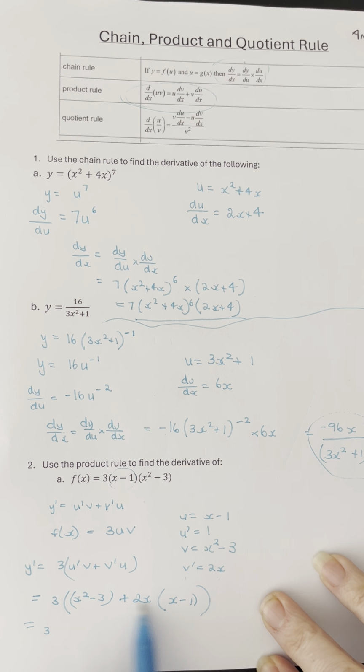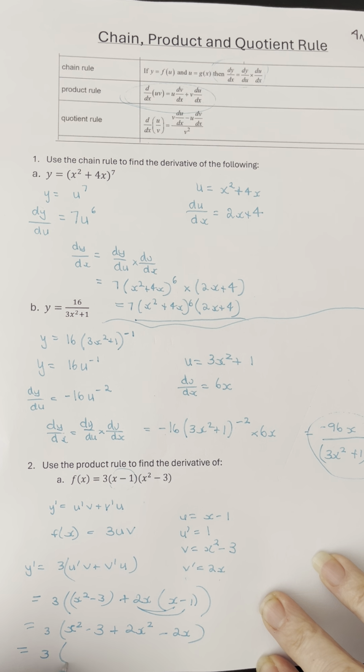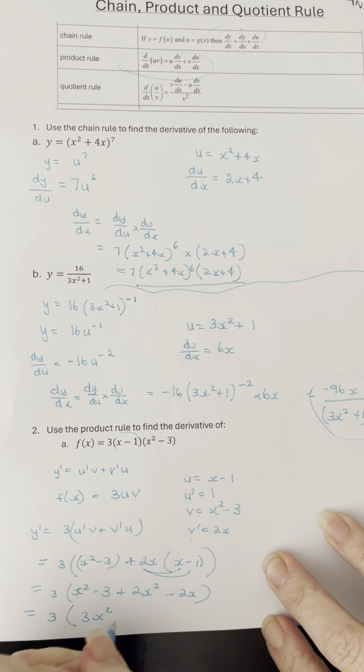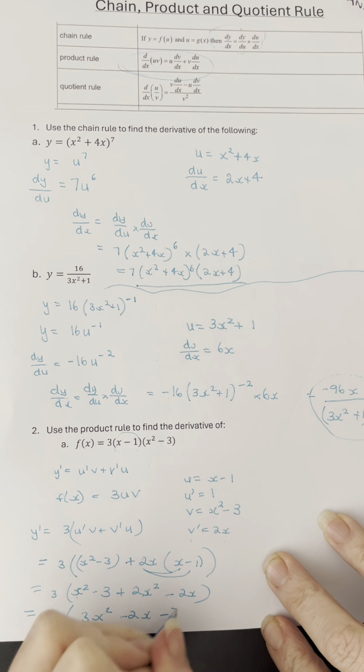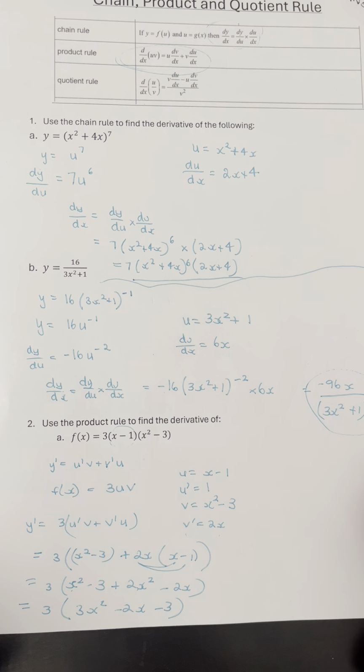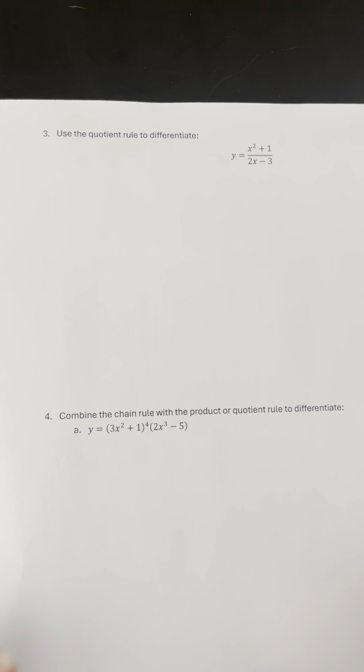I want to simplify what I've got here in my bracket. So I've got x squared minus 3 plus, and when I multiply that out, I'll get 2x squared, and then I'll have minus 2x. So I can rewrite that as 3 outside of x squared plus 2x squared is 3x squared. I've got minus 2x, take away 3. Now I could then go and expand that out, but it's not overly helpful. On to the second page, we've got a quotient rule question.